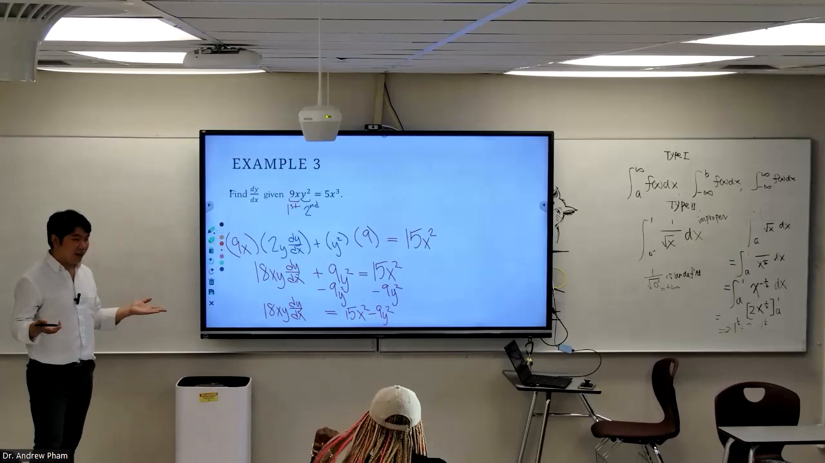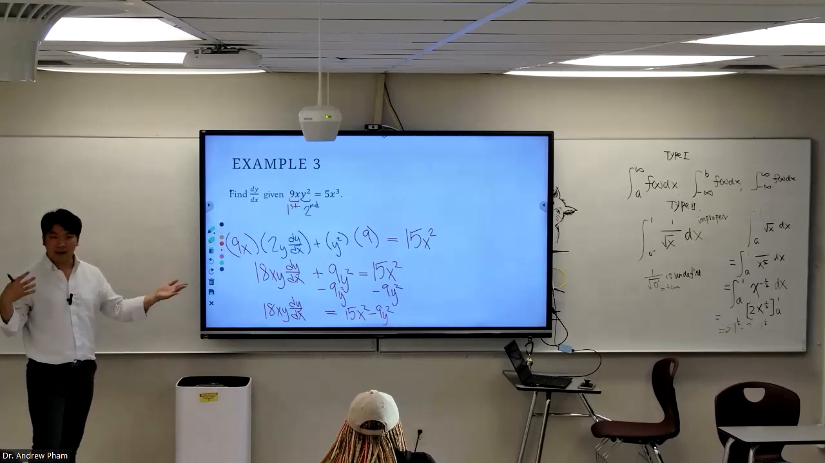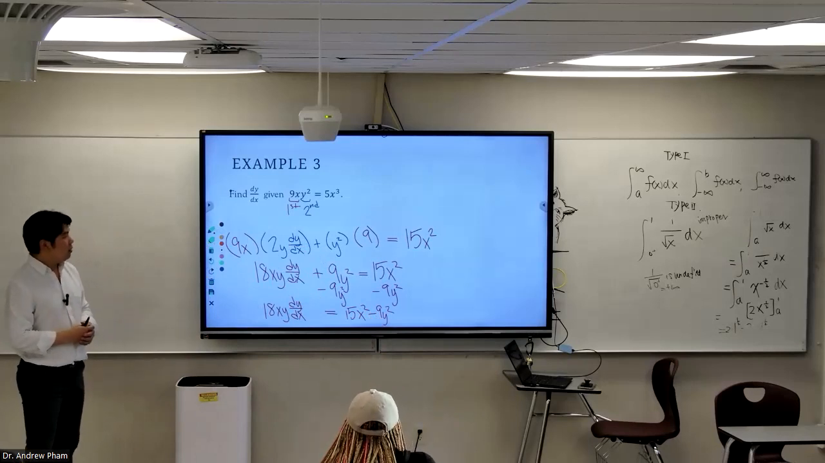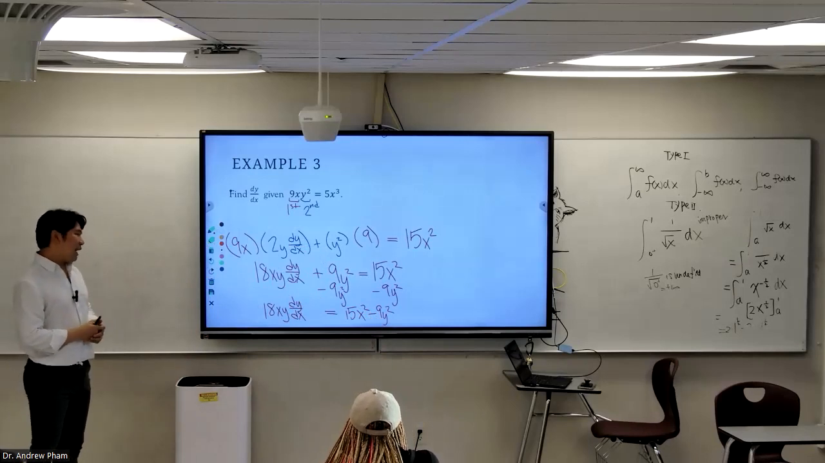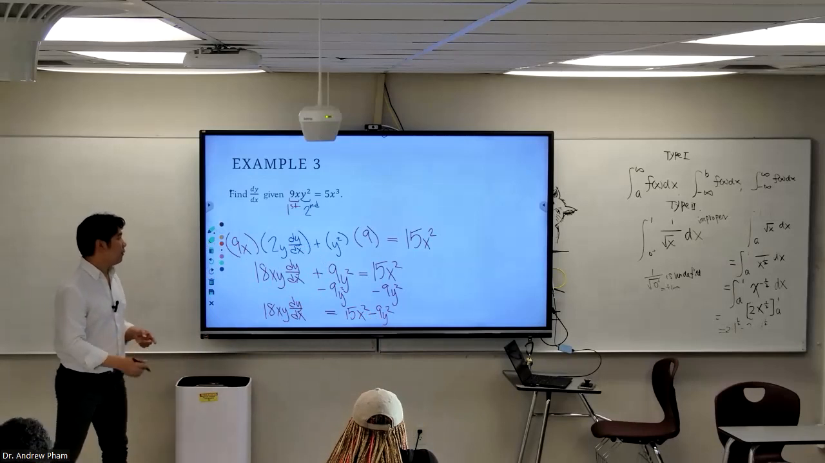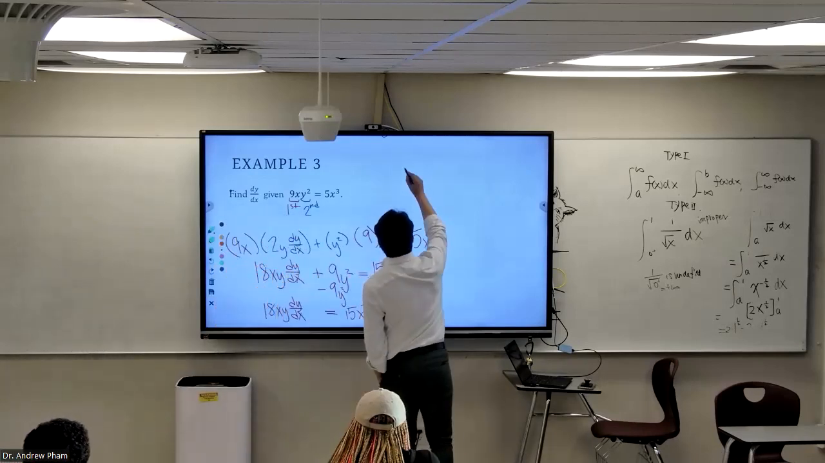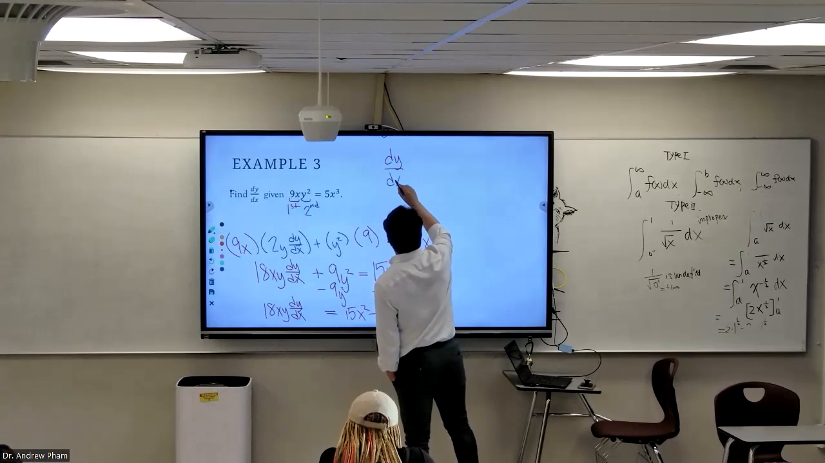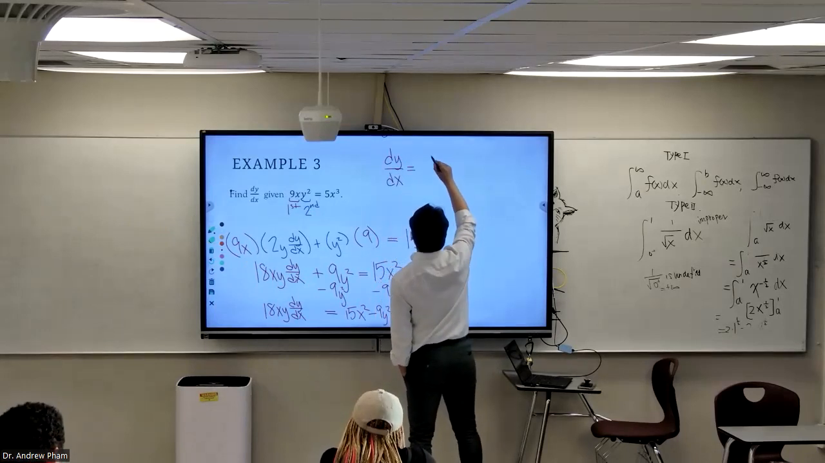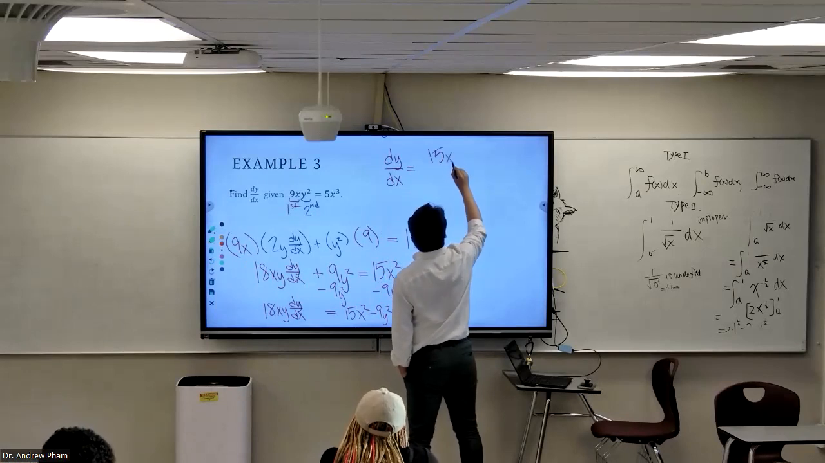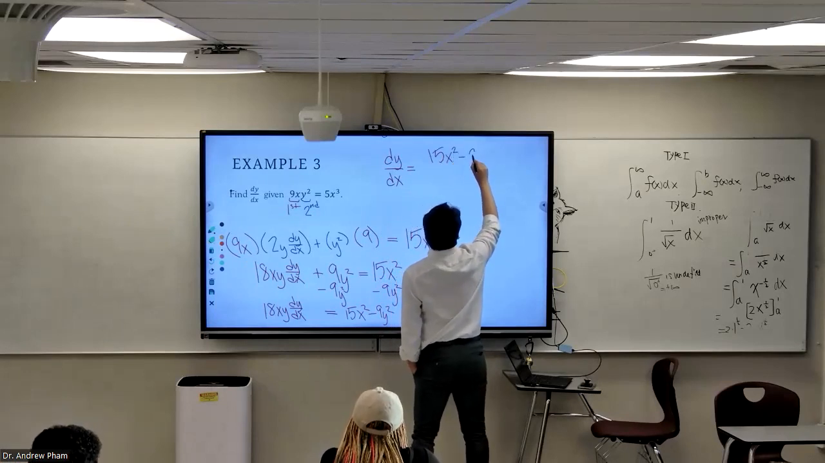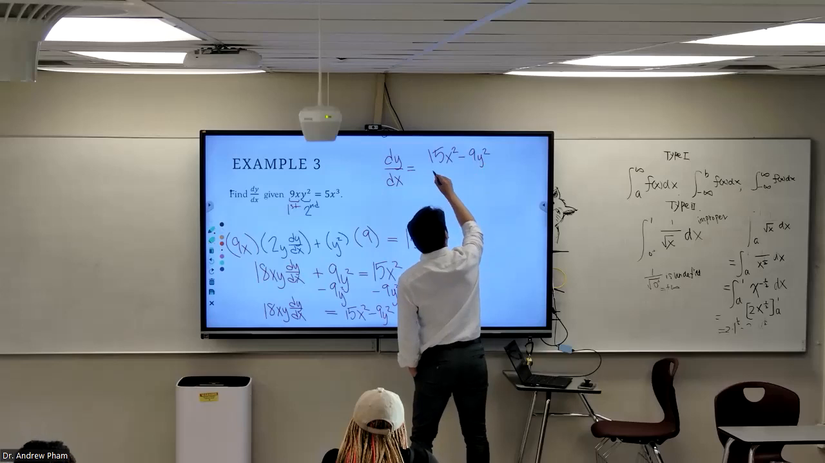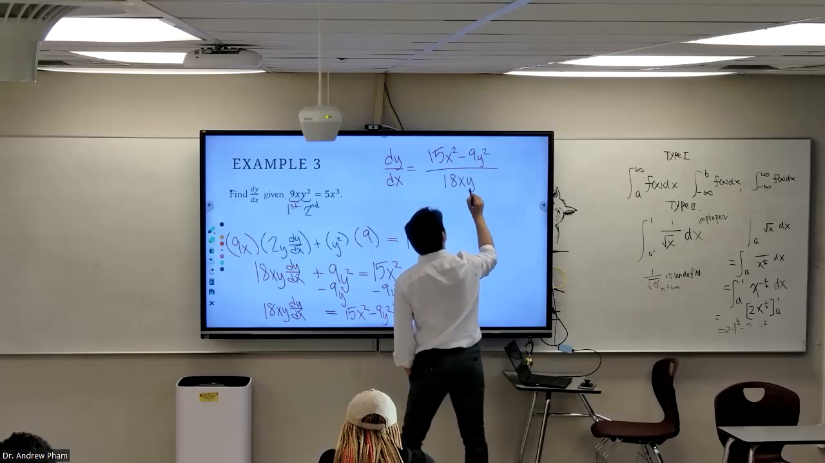So I can't really combine the x squared and the y squared. These are different terms. What is the last thing that I can do to get dy/dx alone now? Yeah, so I can divide both sides by 18xy, giving me a final answer of 15x squared minus 9y squared all over 18xy.